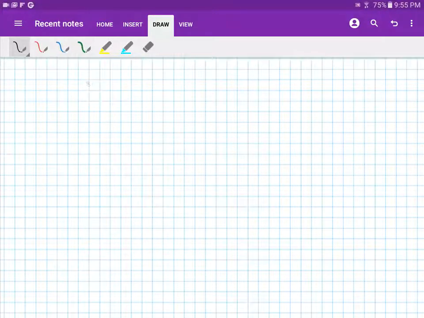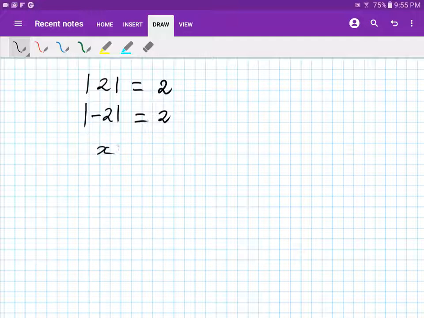Now, if I take the absolute value of 2, the answer is 2. Now the absolute value of minus 2 gives me 2 as well. So what does that mean? If the absolute value of a number, we don't know what it is, is equal to 5, you know what that means? That means x is either equal to 5 or x is equal to negative 5.